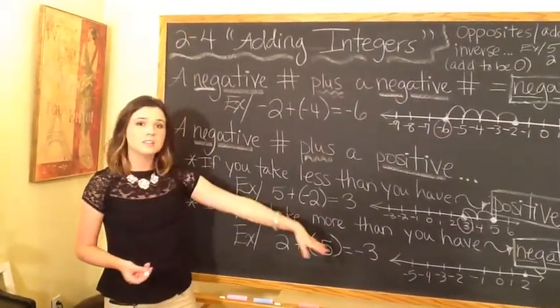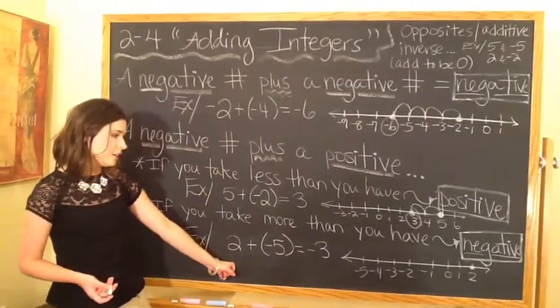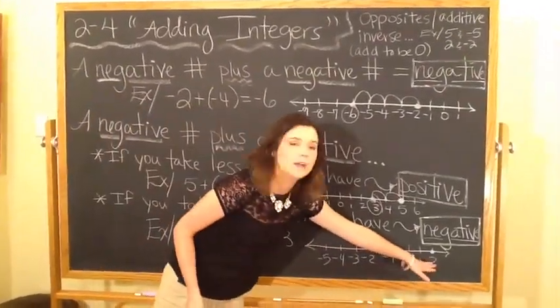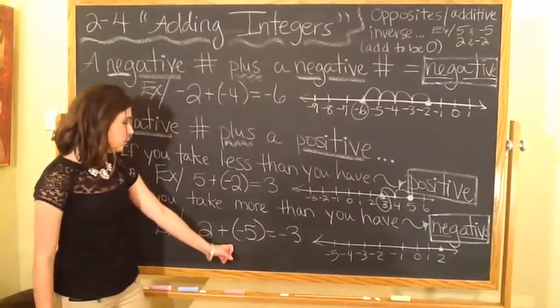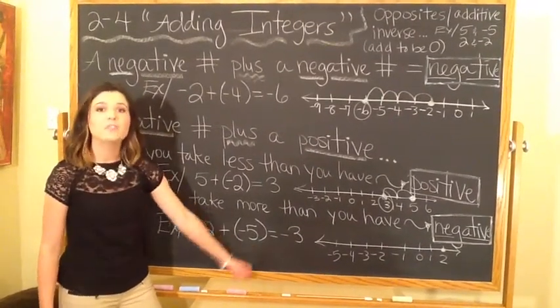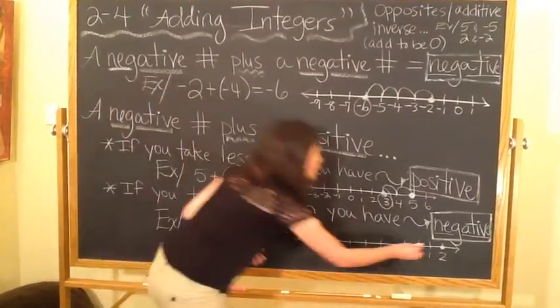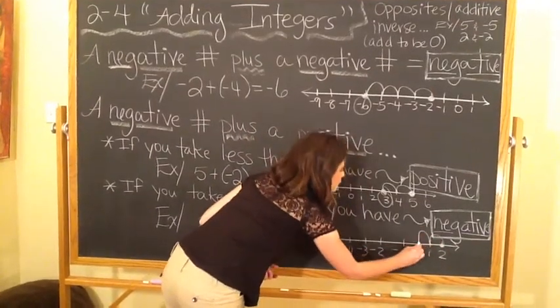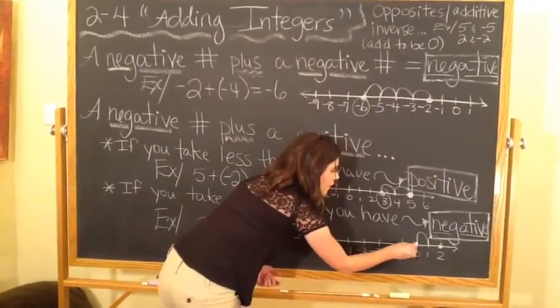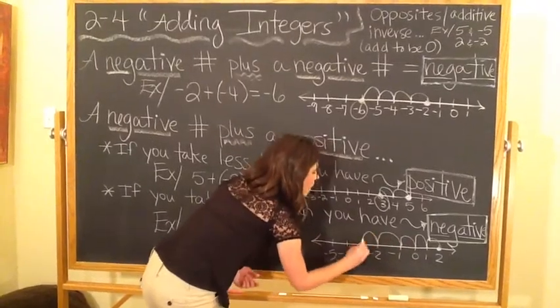Let's go ahead and look at what it looks like on a number line. Let's start at 2 on the number line, so I have a dot at 2, and I'm going to add a negative 5, or take away 5. So I'm going to go over 1, 2, which is where I am at 0, 3, 4, 5.